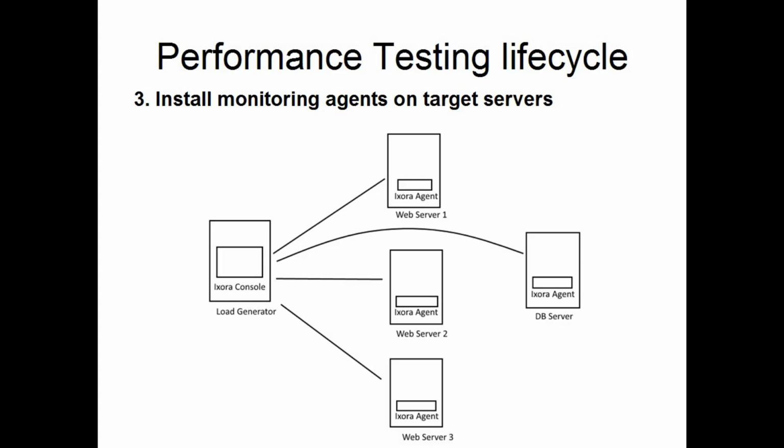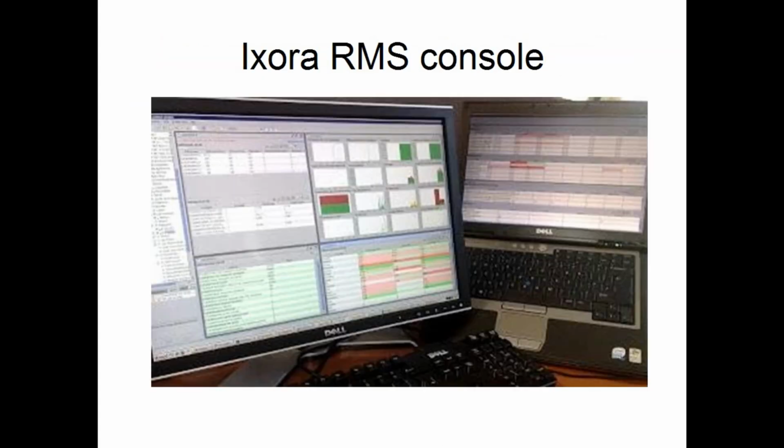two parts. The Ixora console is the main console where all the data is coming from the agents. The corresponding agents should be installed on each server. For example, we have here 3 web servers and a DB server. When starting the agents, all the information from the agents comes to the Ixora console. Here is how the Ixora RMS console looks like.